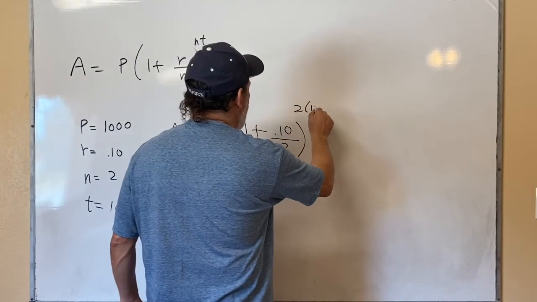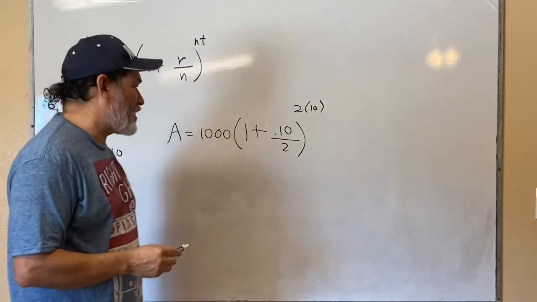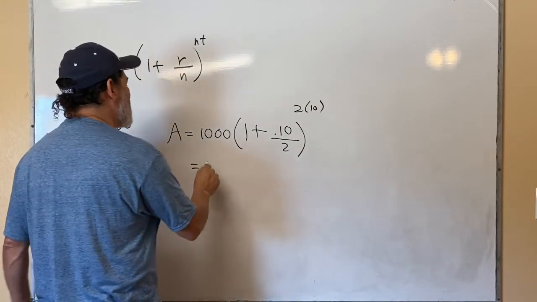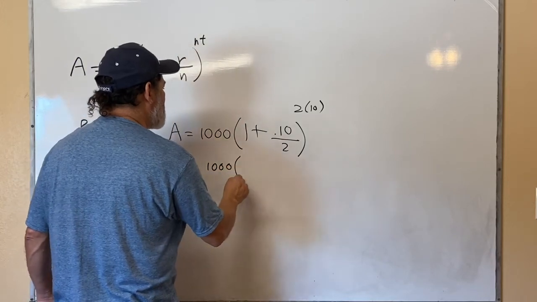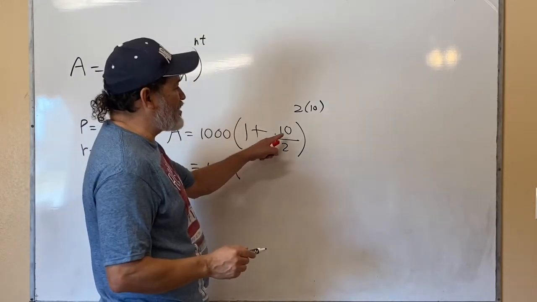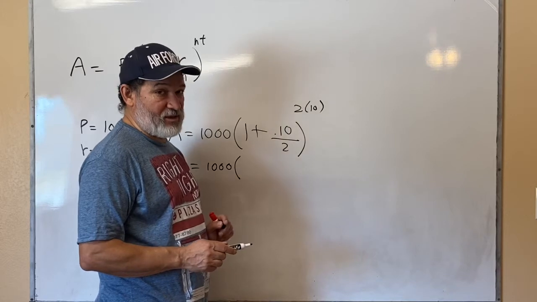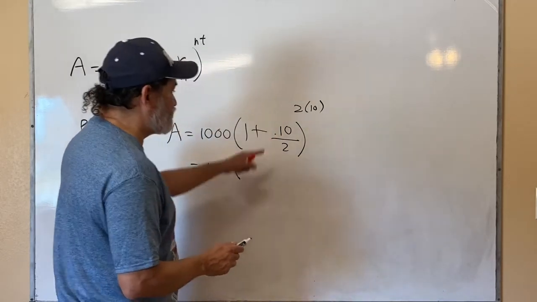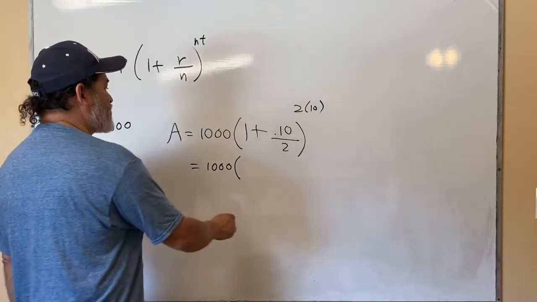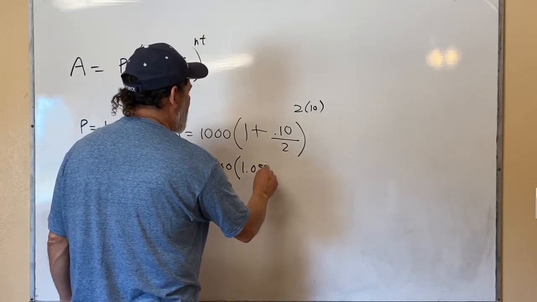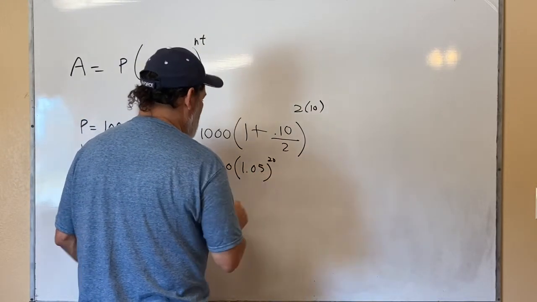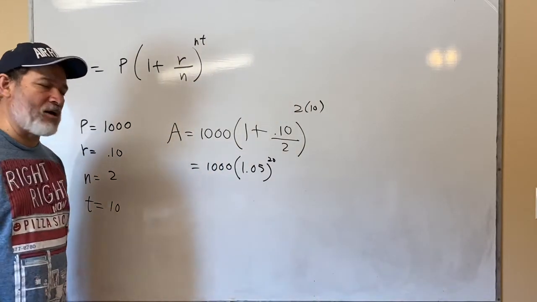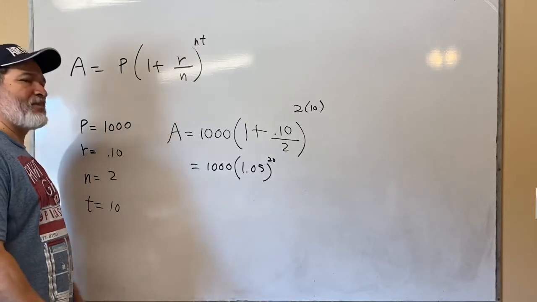Raised to the 10th power. Okay? So the amount you're going to have in the bank is 1,000 times this 10% divided by 2, which is 5%. And 5% plus 1, right? That's 0.05. So this is 1.05 raised to the 20th. Okay? Use your calculator, I forgot my calculator, and you get the amount.